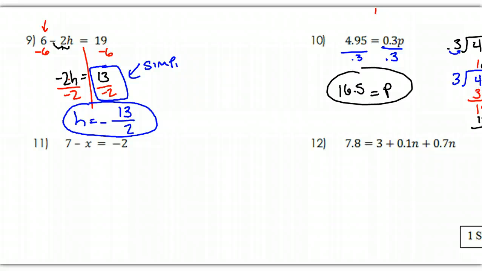On number 11, we have to isolate x, or get x by itself. So we need to get rid of that 7, and it's a positive 7. So to get rid of that positive 7, we're going to subtract it from both sides. And we're going to bring down the negative x. And remember, that's really negative 1x. Now we have negative 2 minus 7.